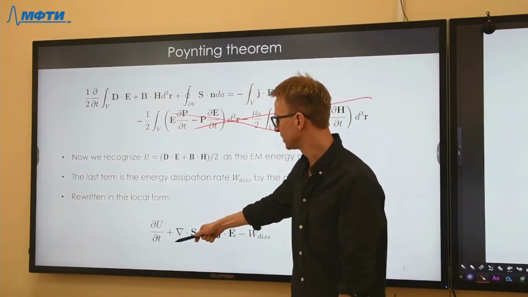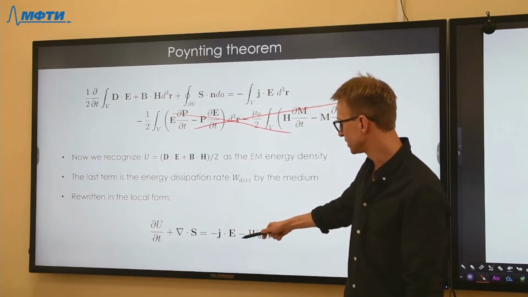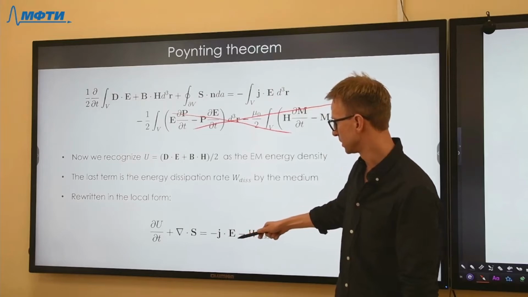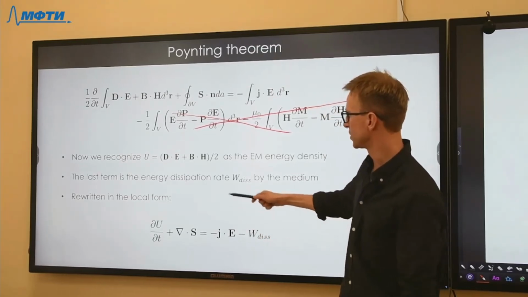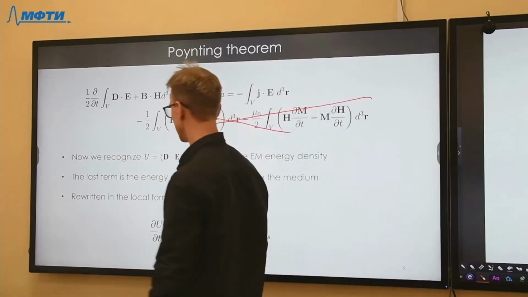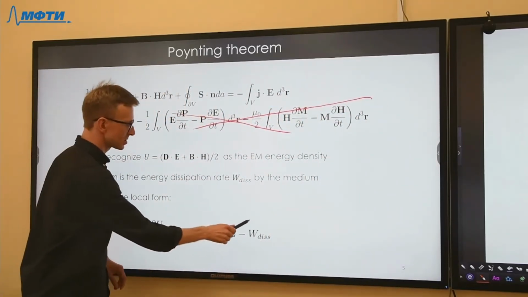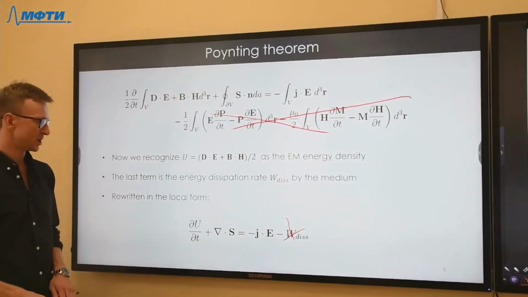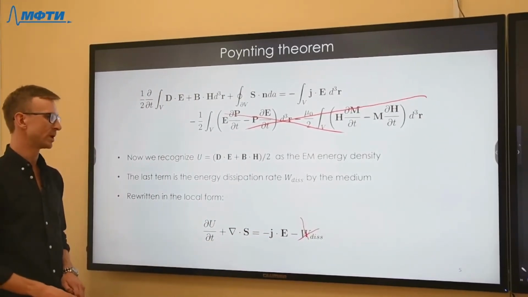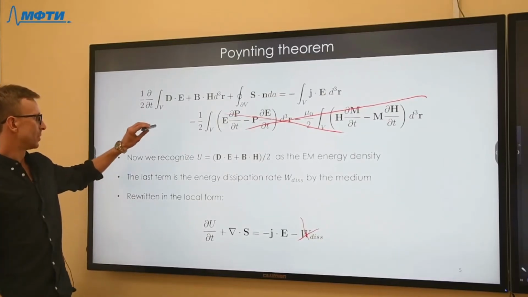Then we have the outgoing flux, and this equals minus Joule loss and minus dissipation, which is this guy. But like I said, we can forget about this term in non-dispersive media. And with this, we end up with a very compact and convenient formulation of the Poynting theorem. Okay?